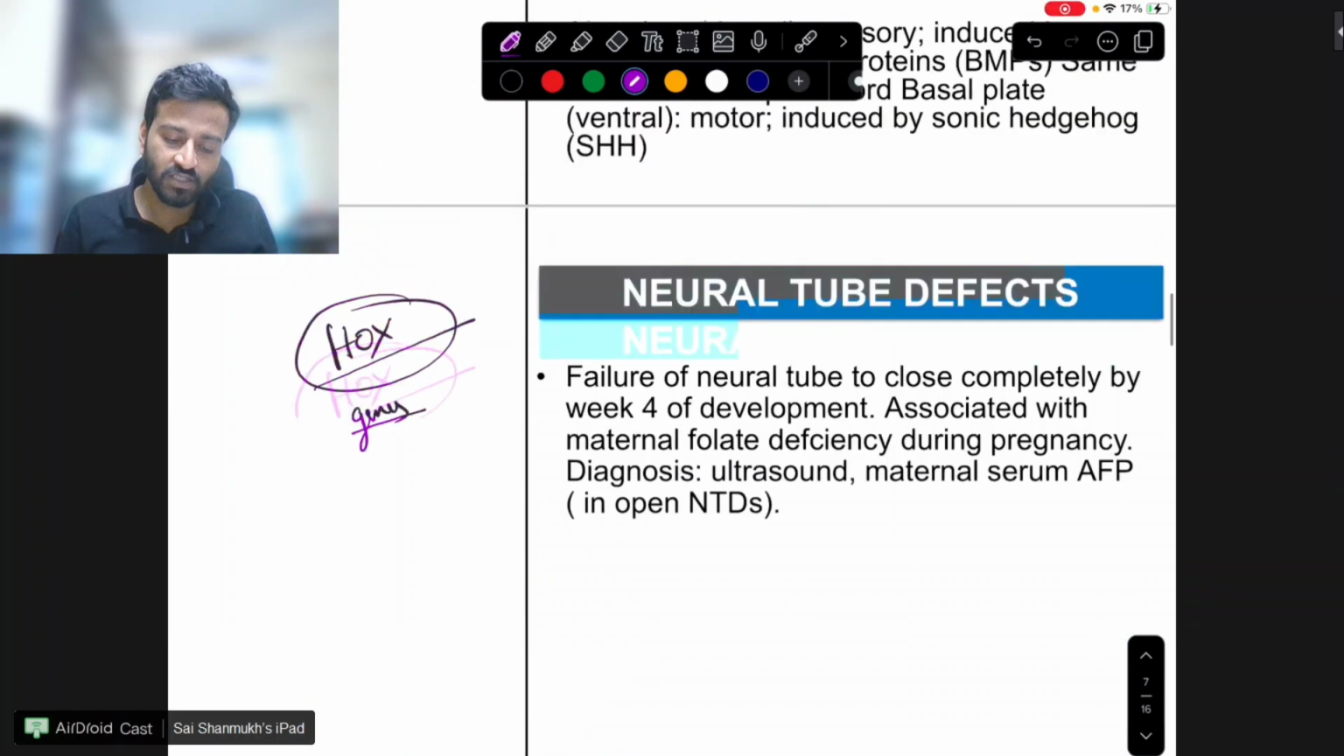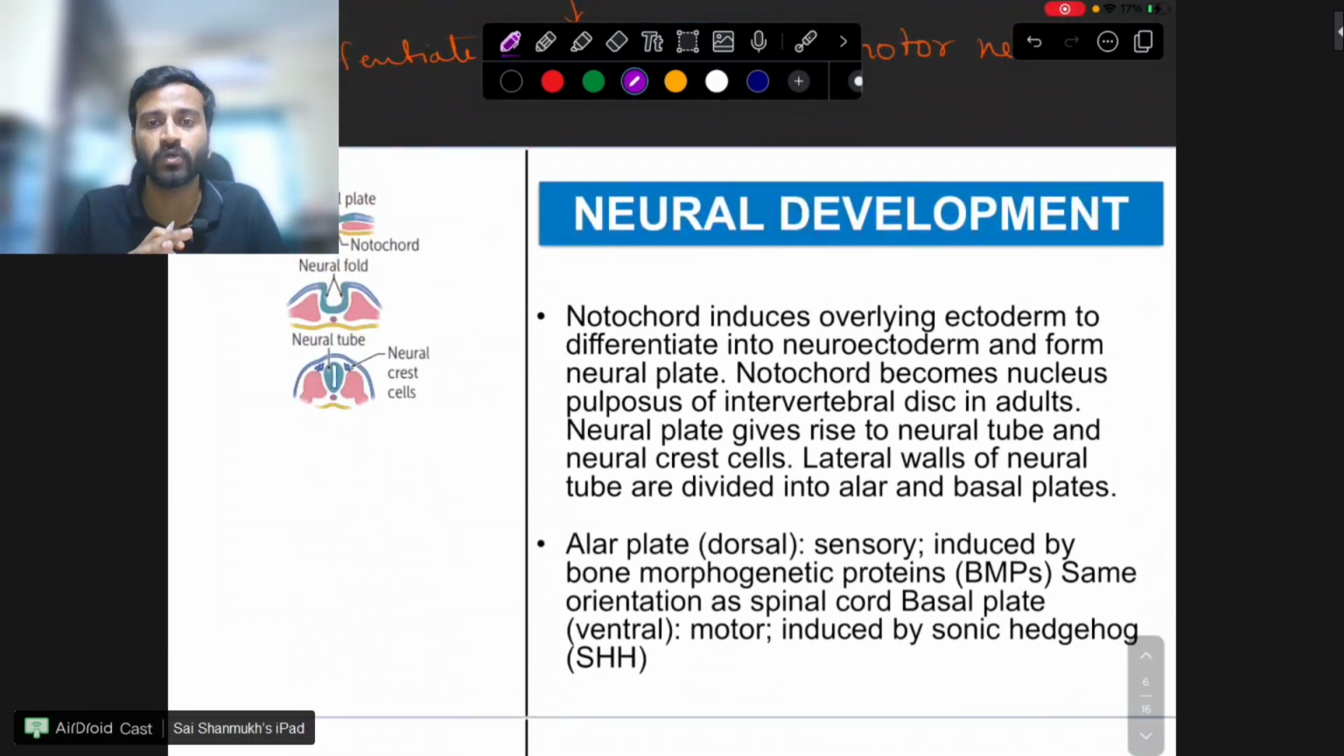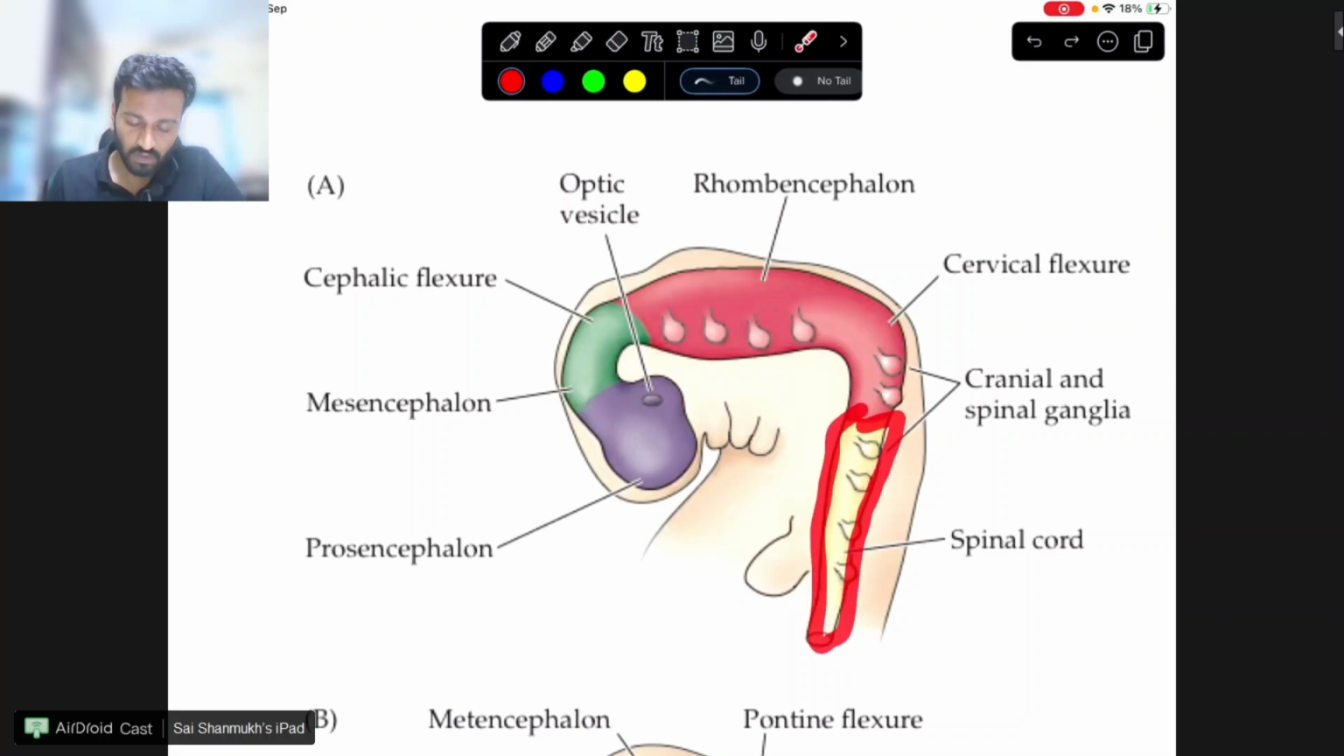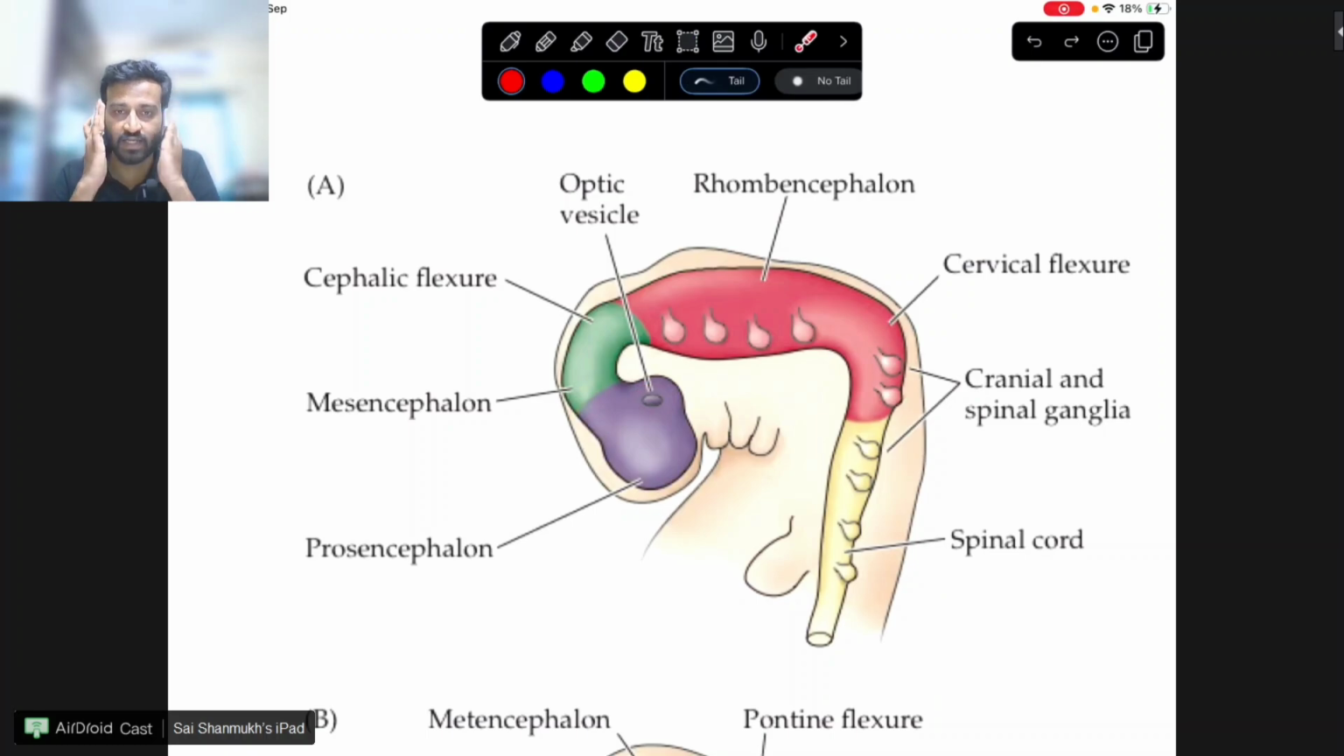Okay, and after this, we can also see how it folds into its own structures, and that we'll see in a minute. As we can see here, this is the prosencephalon. From the prosencephalon, we have a connection to the mesencephalon, and then to the rhombencephalon and the spinal cord. From the prosencephalon, we can see the optic vesicle development here. It is initially developed laterally and then it comes forward with the development.